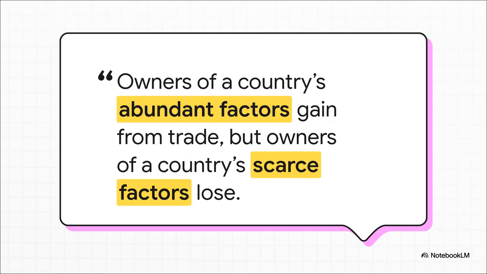And this brings us to a really stark and powerful conclusion, known as the Stolper-Samuelson theorem. What it says is that trade creates clear winners and clear losers. The owners of the stuff a country has in abundance, they win. But the owners of the stuff that's scarce in that country, they lose.